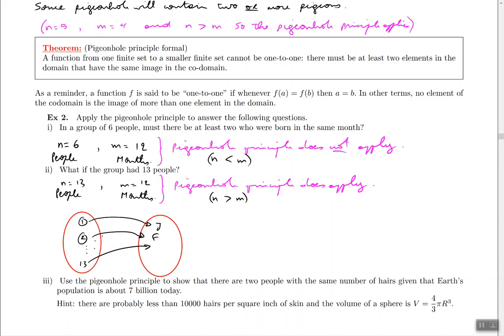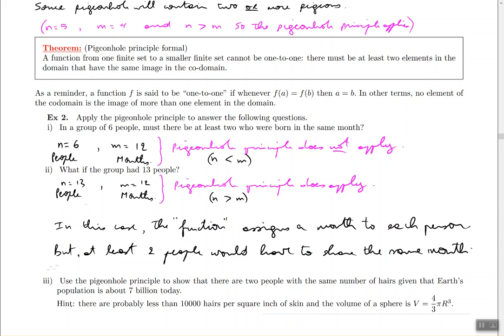So that means the function that we're describing is no longer going to be one-to-one. In this case, the function assigns a month to each person, but at least 2 people would have to share the same month. Again, we don't know which 2 people, and we don't know which month it's going to be, but we just know that at least 2 people will have the same birthday month.